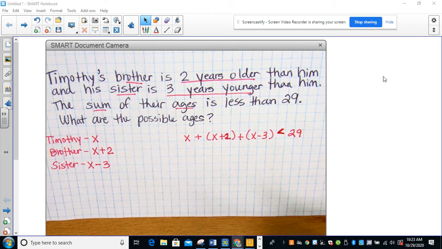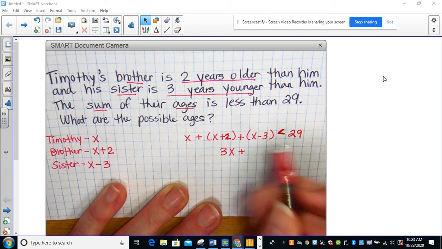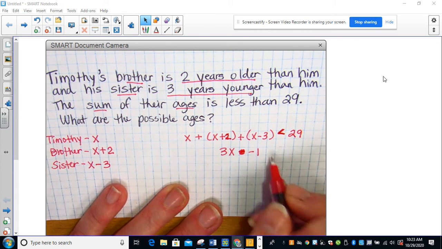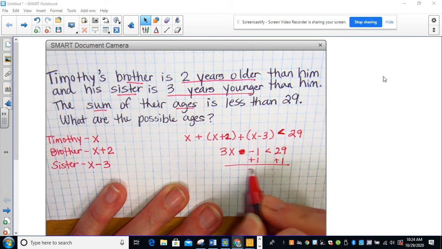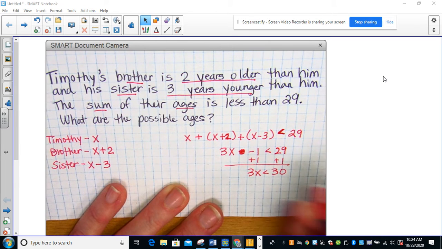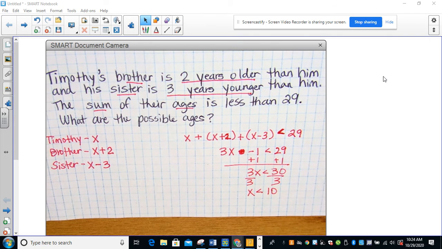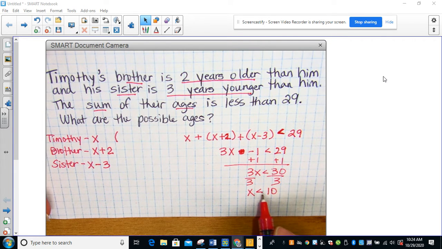So let's combine our like terms. We have 1x, 2x is 3x's. 3x plus 2 minus 3 is a negative 1. 3x minus 1 is less than 29. So if we add 1 to both sides, 3x is less than 30. Divide both sides by 3. X is less than 10. So if x is less than 10, let's list our possibilities for Timothy.